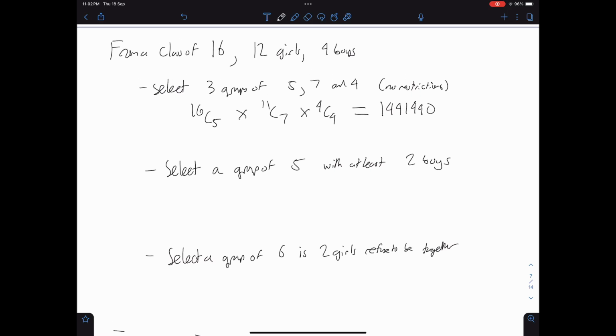That's easy. No restrictions is easy. Now to select a group of 5 with at least 2 boys.